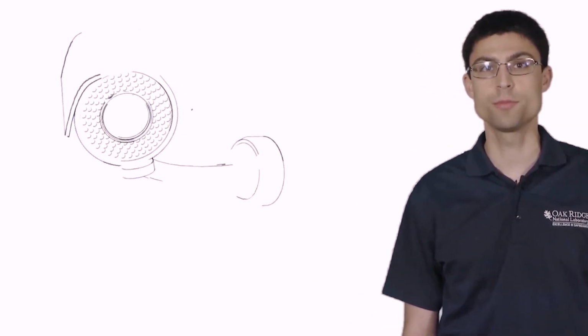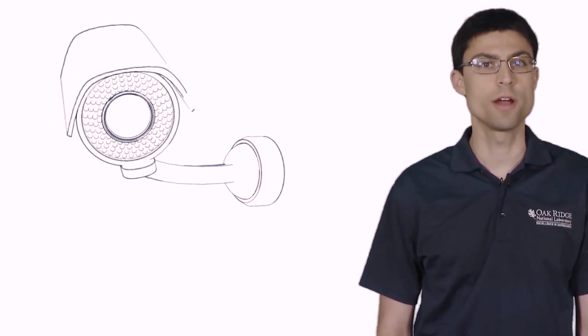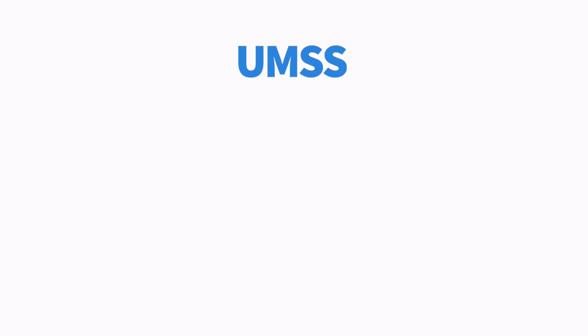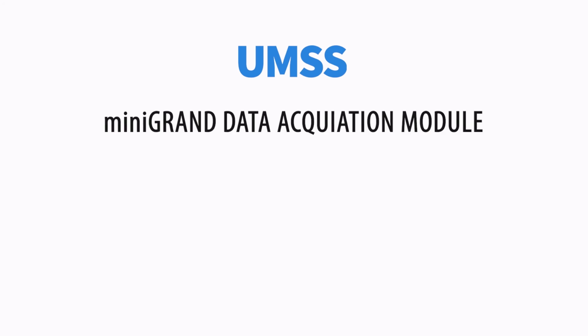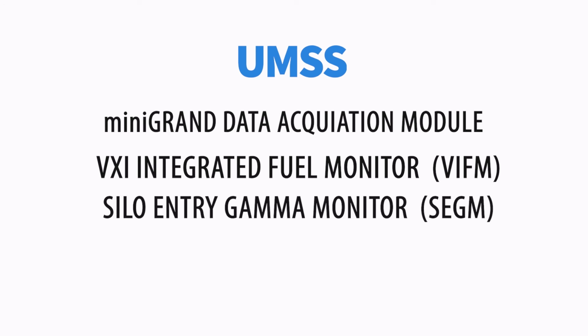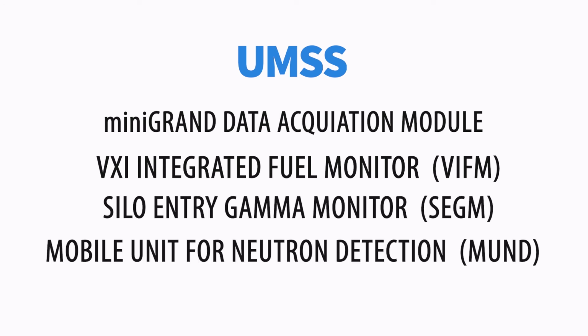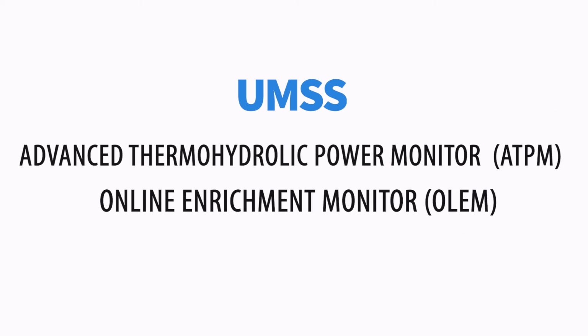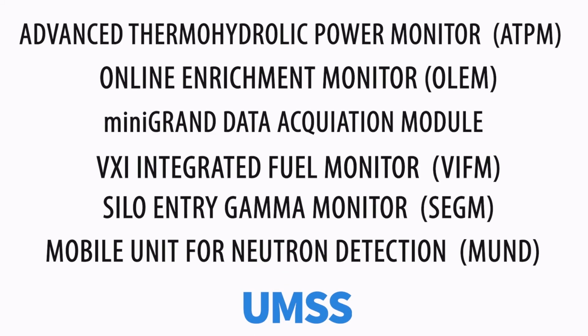There are a variety of types of surveillance systems. Cameras are by far the most frequently used. The IAEA uses some specially designed camera systems that provide the required authentication and tamper indication. Other UMSs include the Mini-Grand Data Acquisition Module, the VXI Integrated Fuel Monitor, the Silo Entry Gamma Monitor, the Mobile Unit for Neutron Detection, the Advanced Thermohydraulic Power Monitor, and the Online Enrichment Monitor. All of these systems monitor certain attributes of an item or process to verify the presence or absence of safeguarded items or activities.